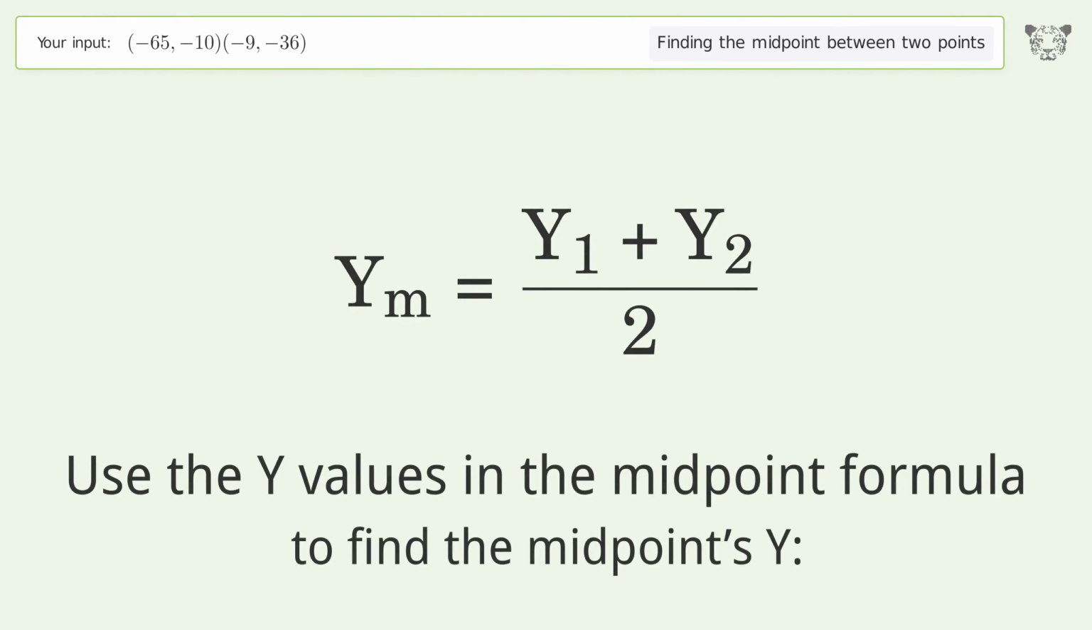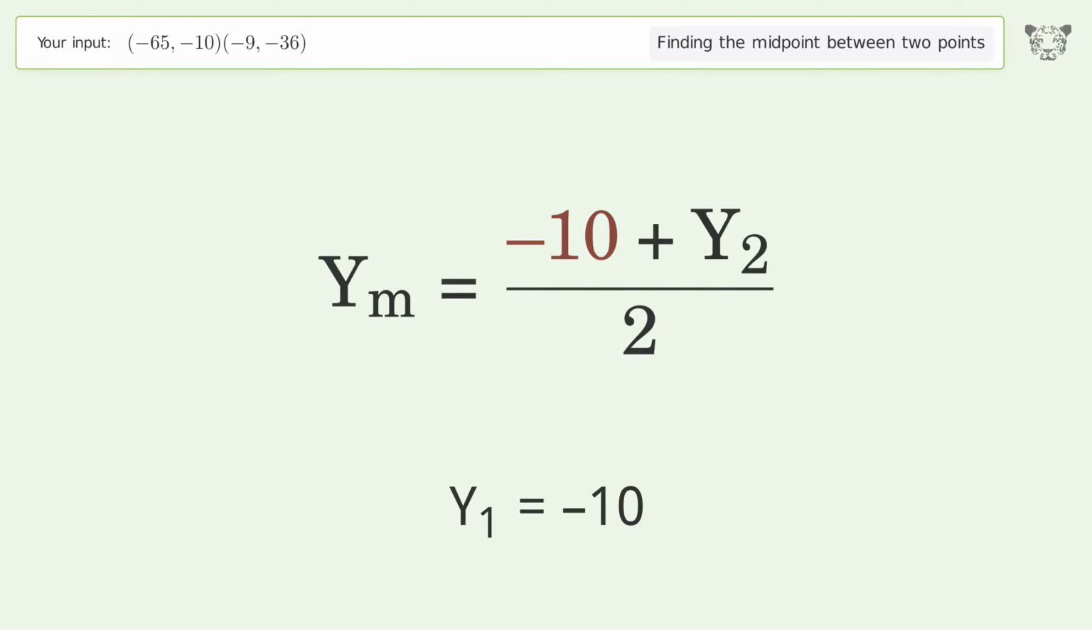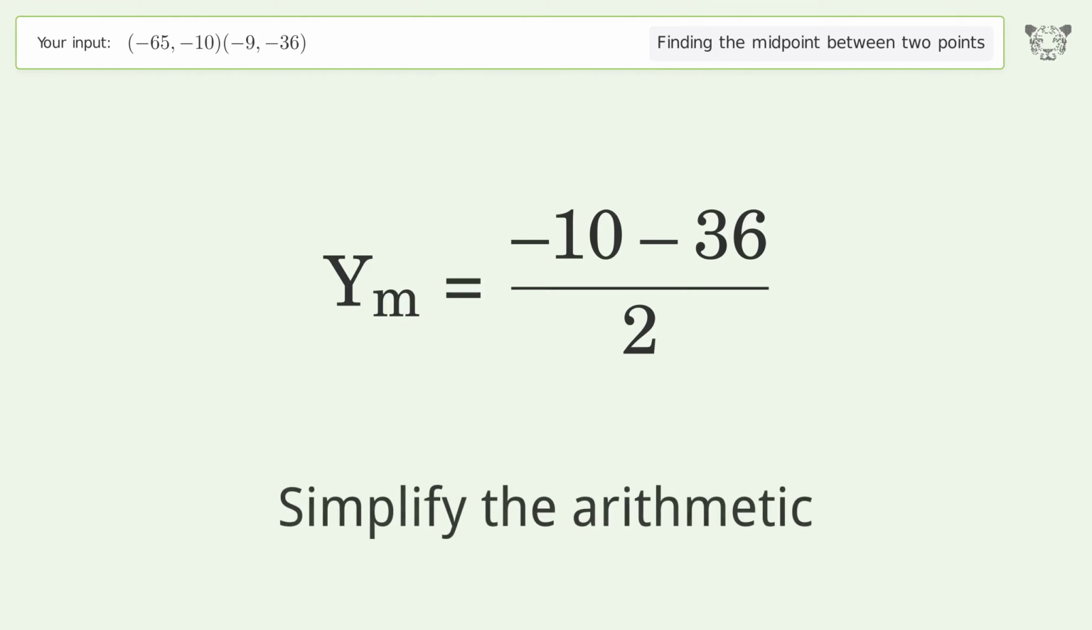Use the y values in the midpoint formula to find the midpoints y. y1 equals -10. y2 equals -36. Simplify the arithmetic.